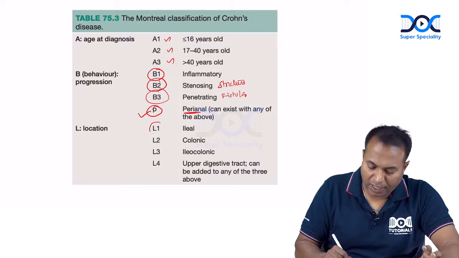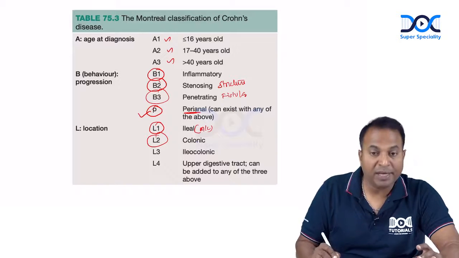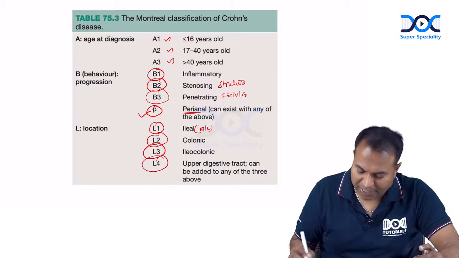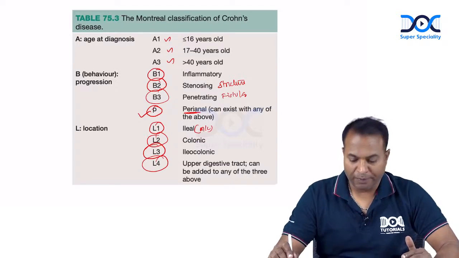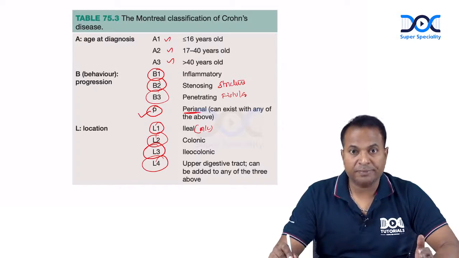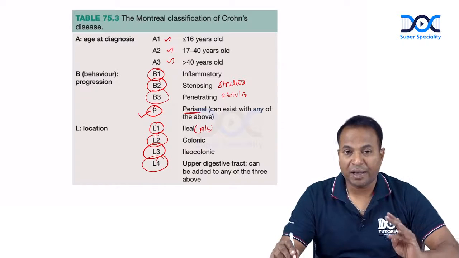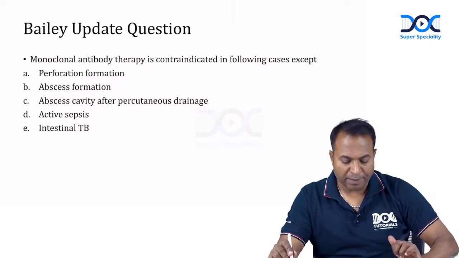Location: L1 is ileal, most common. L2 is colonic. L3 is ileocolonic. L4 is upper digestive tract. Okay, L4 is upper digestive tract. So ileal, ileocolonic, colonic, all these are L staging. So this is the age of the patient, behavior of the lesion and location of the lesion. We have so many types like this.